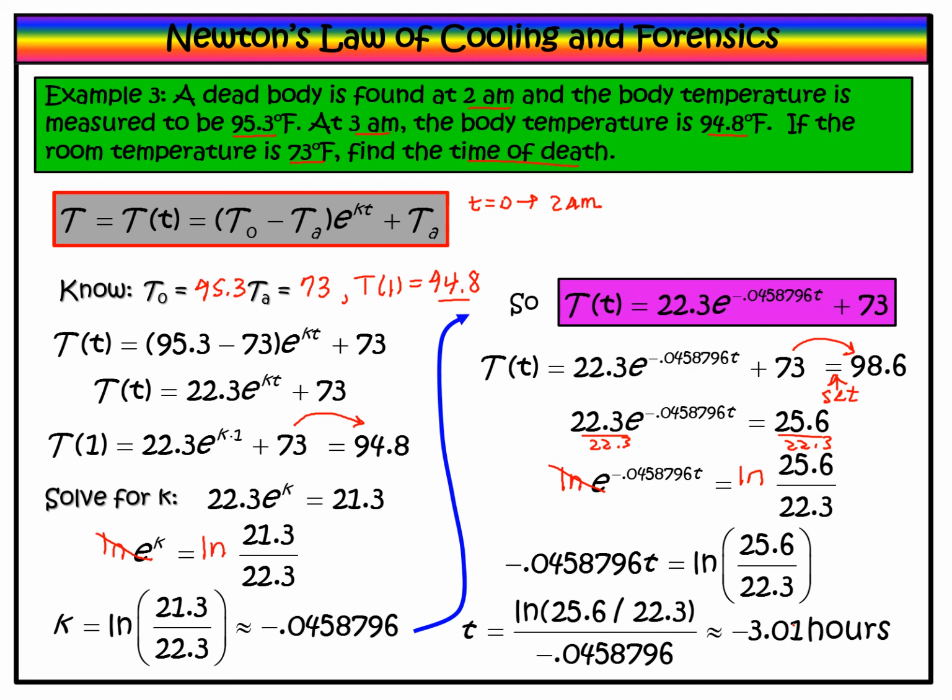So that negative 3, that's 3 hours before time 0. So negative 3 hours, that would be time 0 here was 2 a.m. So that would be approximately 11 p.m. Just slightly before 11 p.m.